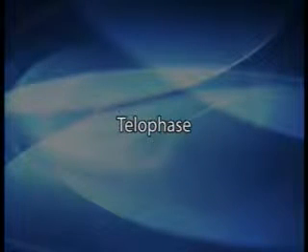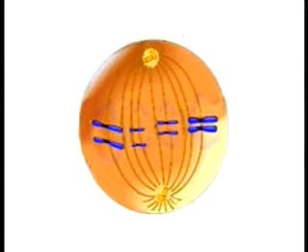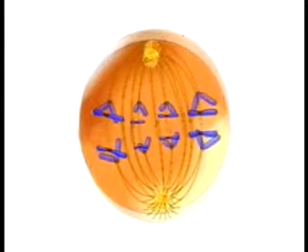Telophase. It is the last nuclear division phase in which the spindle apparatus disintegrates as the microtubules are broken down into tubulin monomers that can be used to construct the cytoskeletons of the daughter cells.